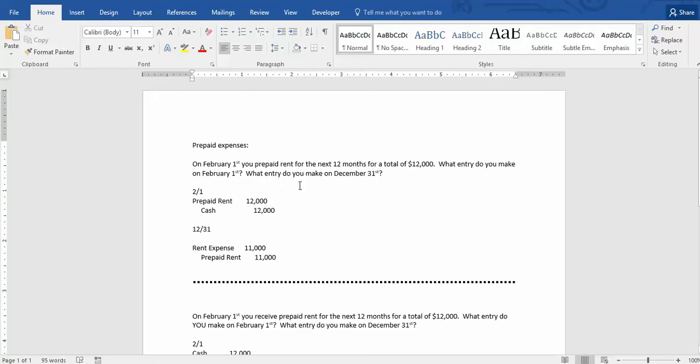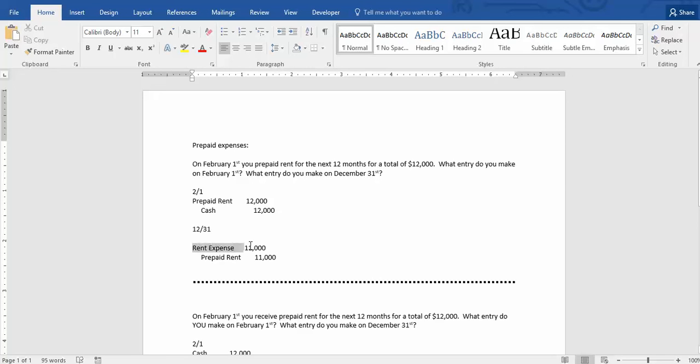And then on December 31st, you have to tell the outside world, in theory when you're publishing financials, hey, we just experienced rent expense of $11,000. $11,000 is obviously the 12 months. The 12,000 divided by the 12 months is $1,000 per month. From February 1st to December 31st is 11 months, and 11 times 1,000 is 11,000.